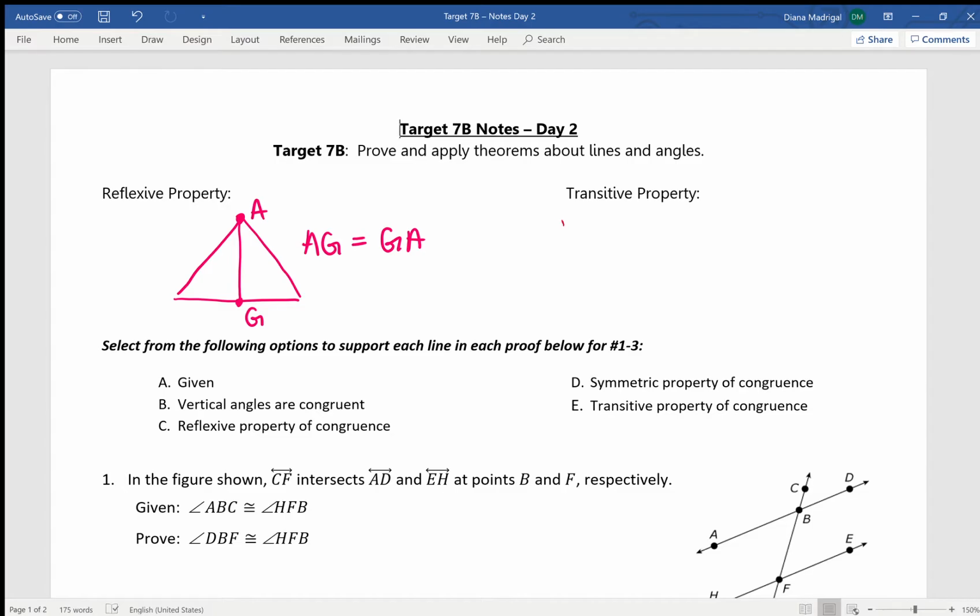Transitive property, remember, is A equals B, B equals C, so A has to equal C. So that means that whenever you get lines, let's say that AB has to equal line EF, and then line EF has to equal, let's see, CD. That means that AB has to equal CD. It's the same concept, okay?